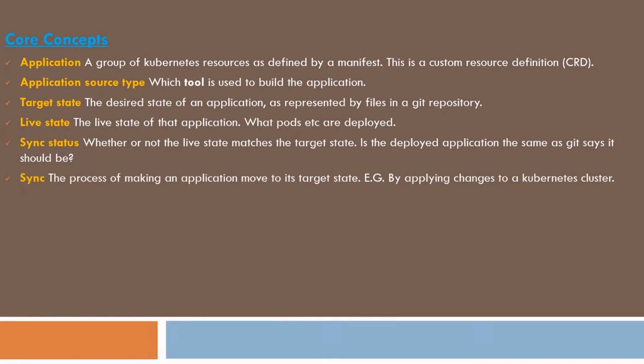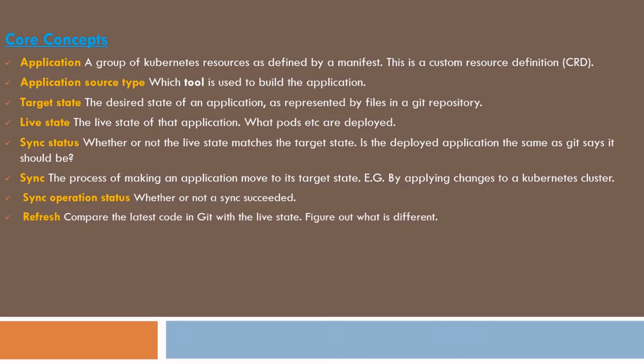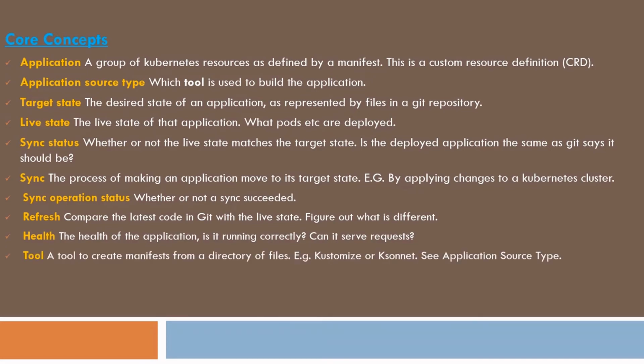Sync: the process of making an application move to its target state, for example, by applying changes to a Kubernetes cluster. Sync operation status: whether or not a sync succeeded. Refresh: compare the latest code in Git with the live state and figure out what is different. Health: the health of the application. Is it running correctly or not? Can it serve requests or not?